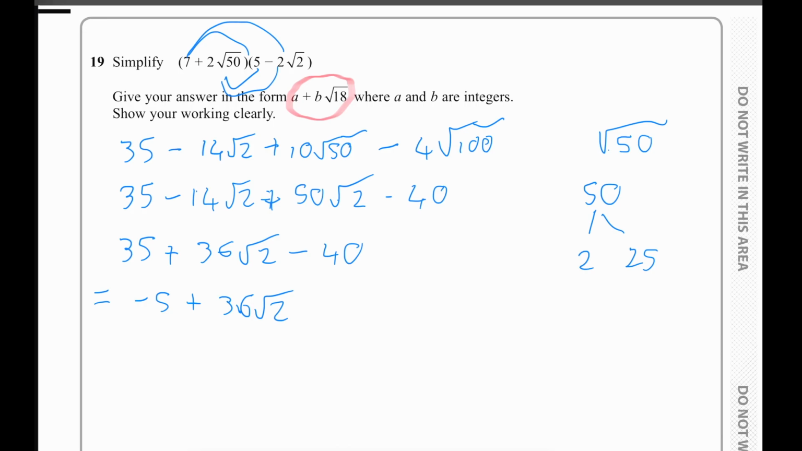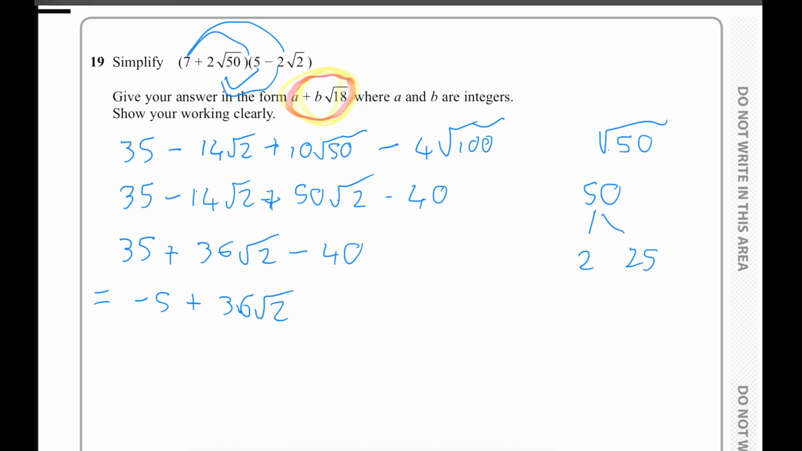Almost done, but they want us to have it in this form. So I need a plus b square root 18. So I've got, there's my a term, there's my b term, but this needs to be square root 18. So let's see how we can do that.